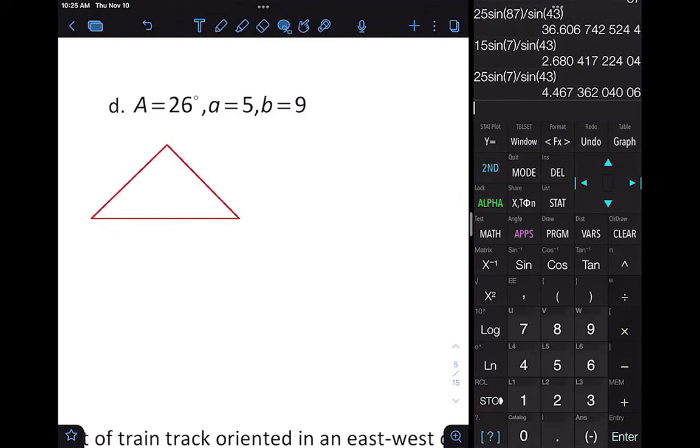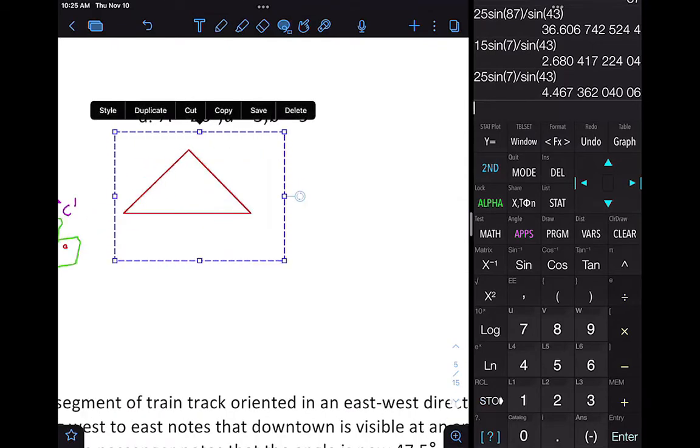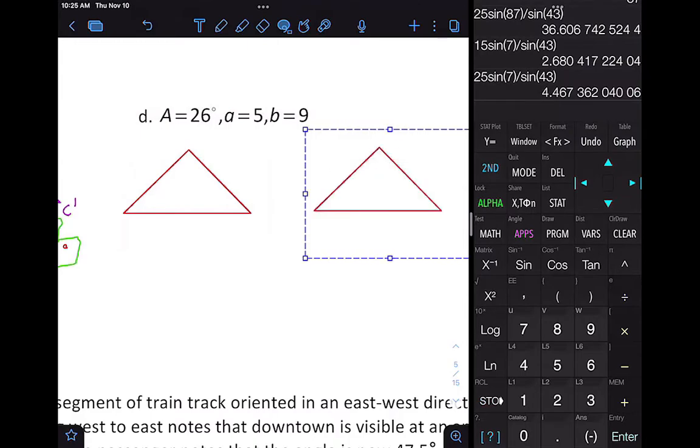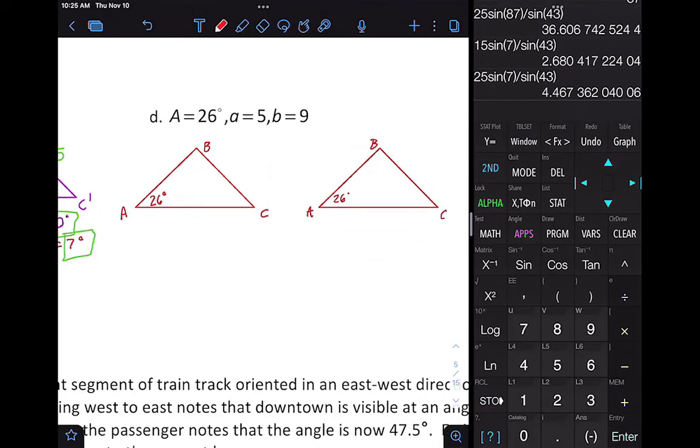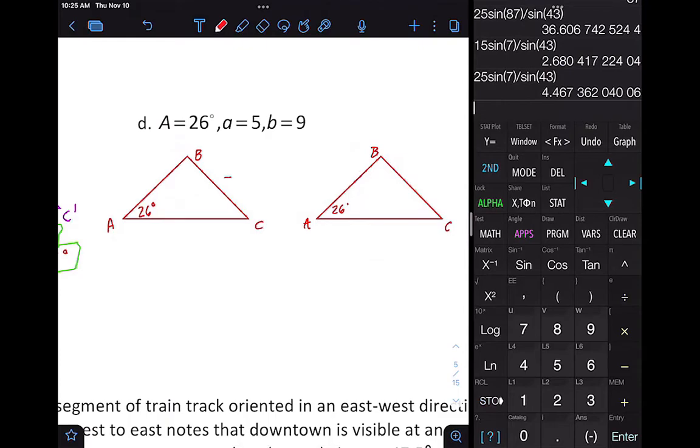You know what I would honestly do too? Go ahead and just make 2 triangles just to begin with. Just gonna have 2 drawn out, and they should have the same exact thing. 26 degrees for A. Here, I'll do it like this: A, B, C. A, B, C. Okay, and then side A is 5, side B is 9. So those will be the same on both cases right here.